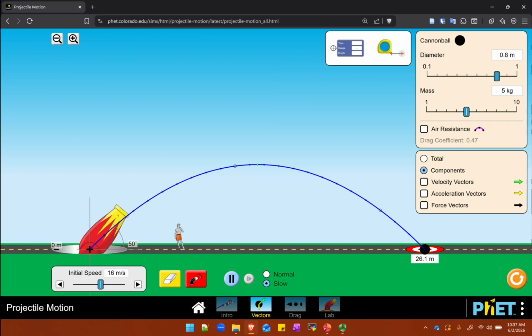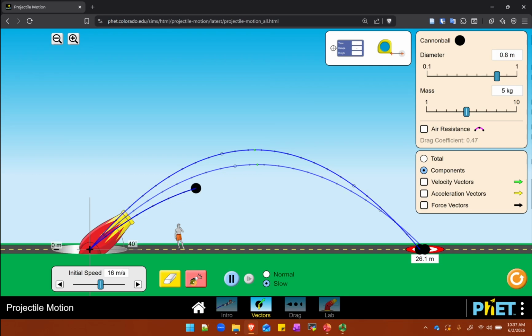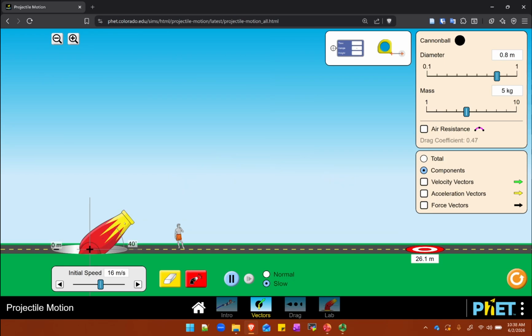So if I increase it just a little bit to 50, we see that this object goes higher, right? It has a greater max height, but it doesn't go quite as far. And if I decrease it to 40, the object is going to have a shorter max height, but it's also not going to go as far. 45 gives me my maximum range. We can also see that certain angles will produce the exact same range, but they'll have different heights. So a great example of this is 30 degrees.